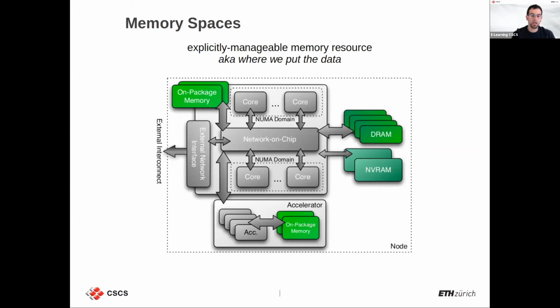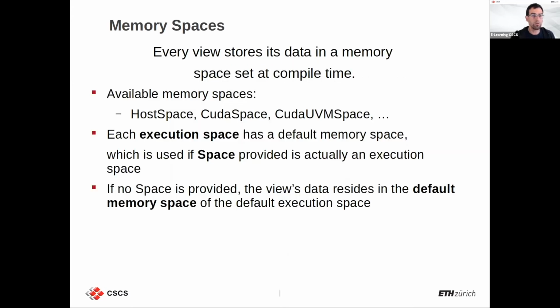It can be the cache on your CPU, the on-package memory in your accelerator, your DRAM, or also non-volatile RAM. Basically, the RAM that you can address from your code. So, memory spaces: every view stores its data in a memory space set at compile time.